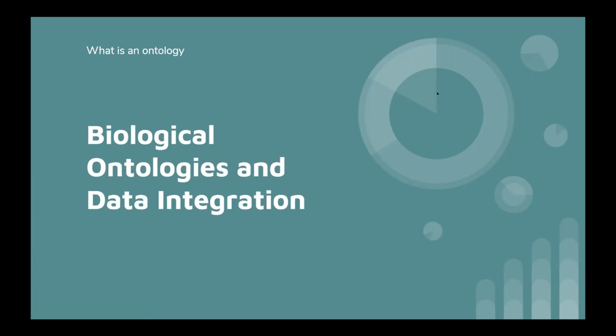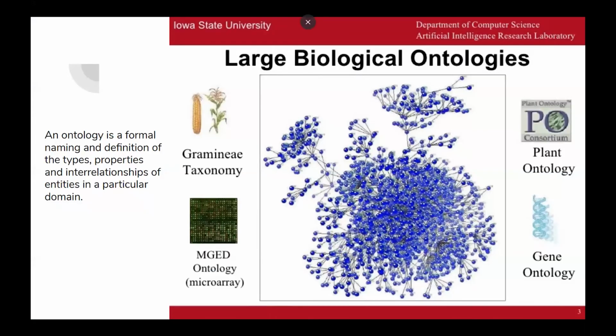So an ontology is a formal naming and definition of types, properties, and interrelationships between particular entities in a domain. So what that basically means is that we can find definitions and relationships between classes, which we'll talk about later. So classes and our data.